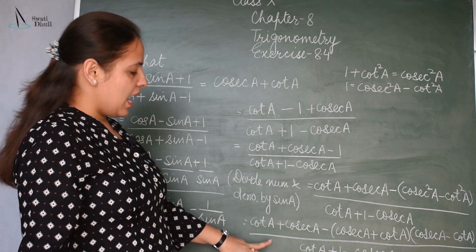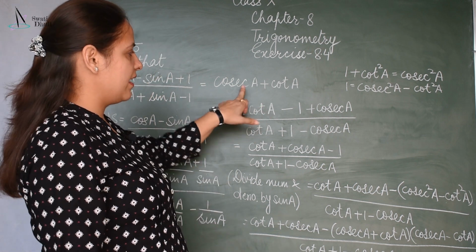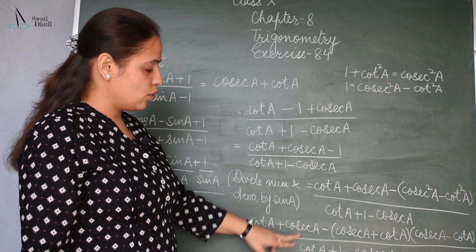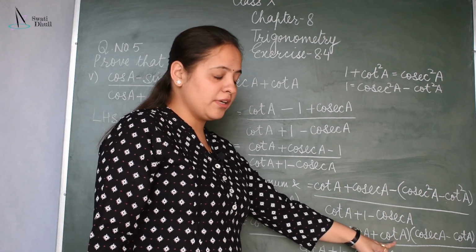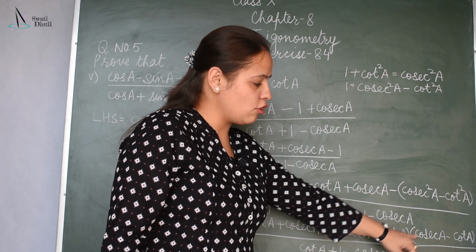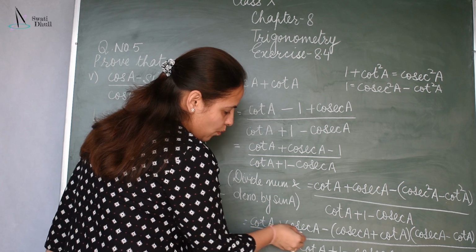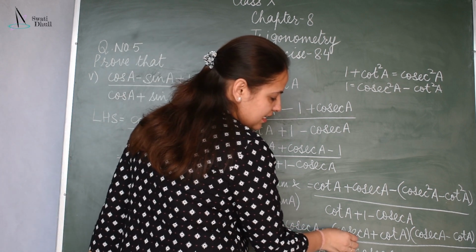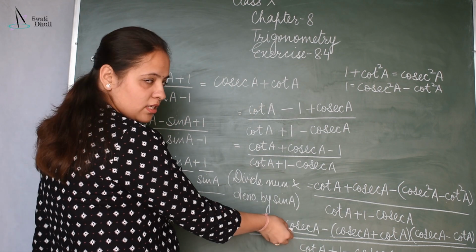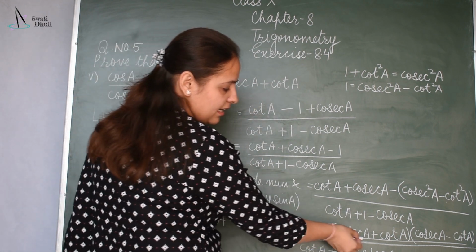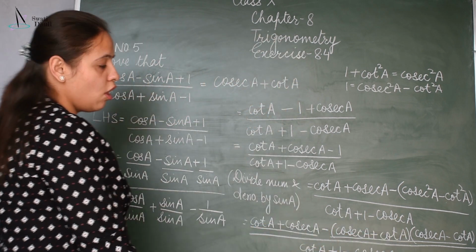Now see, I want only cot A plus cosecant A, because in the right hand side I need cosecant A plus cot A. So I have to eliminate the denominator also and the numerator term, that is cosecant A plus cot A into cosecant A minus cot A. Now see here, this is one term and this is one term, so I can take common cot A plus cosecant A.